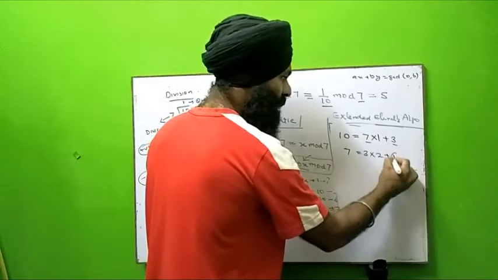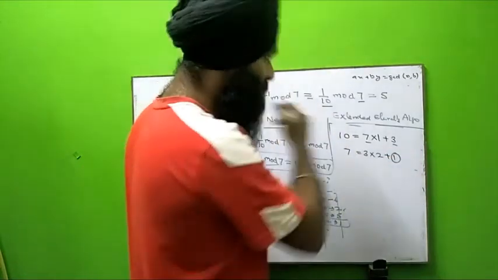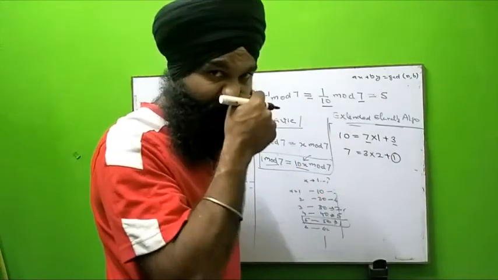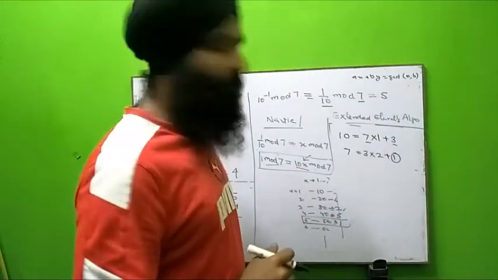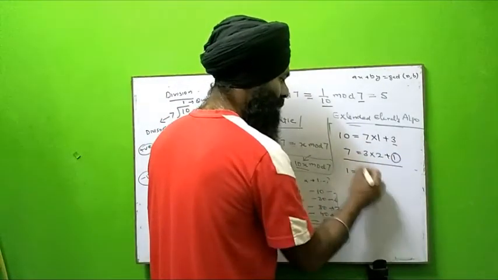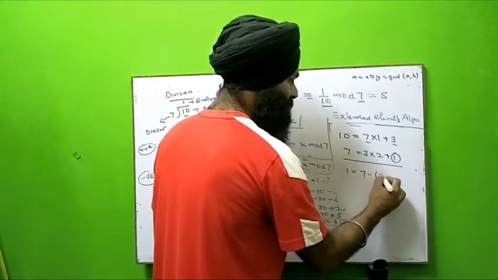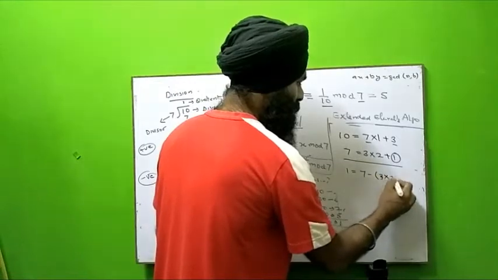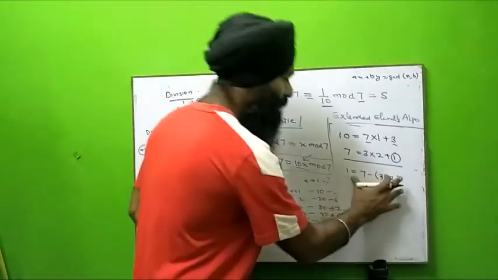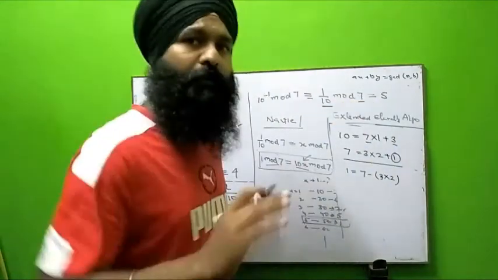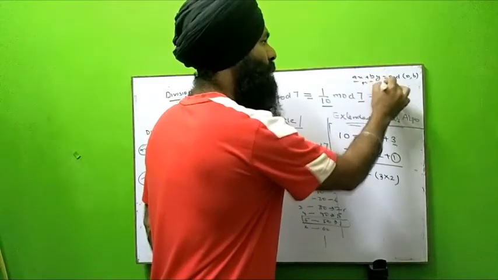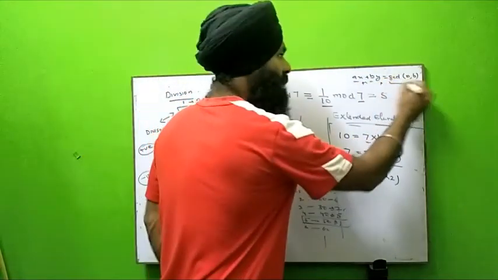Now here we have a 1. It means our 7 and 10 are co-prime, so the minimum value is 1. 1 is the GCD of 7 and 10. Now we can use this equation and rewrite it: 1 equals 7 minus 3 into 2. Now remember, we are not going to solve this equation here. We are going to write this equation in the form of multiples of 7 and 10, where x and y would be the multiples of those.